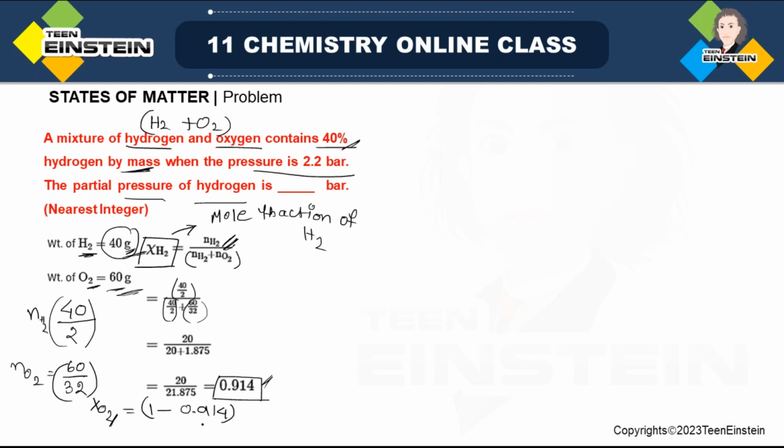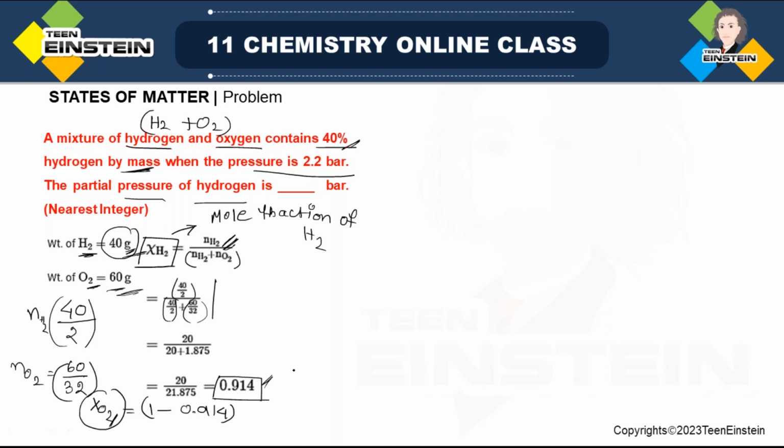Okay, so suppose it is a 3 component mixture, another gas is also there, N2. So if you want to get the mole fraction of O2, you just have to subtract the mole fractions of H2 and N2 from 1. Then only you can get the mole fraction of O2. Or you can also do the same calculation that you have done for H2. That also you can do. Fine. So now we have reached the mole fraction of H2.